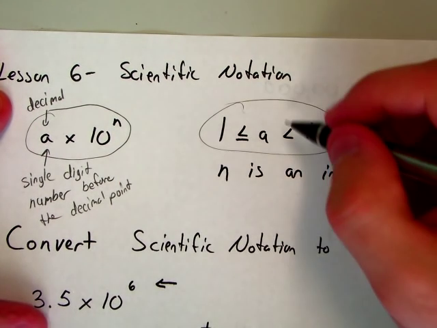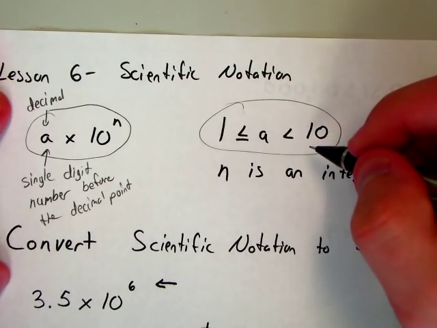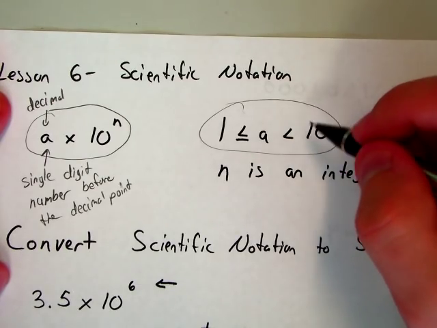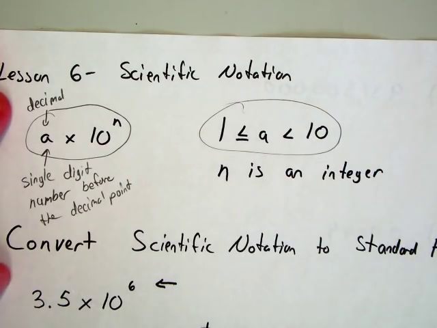For example, A could be 3.6, 2.8, 7.248. Could be numbers like that. The number in front of the decimal point cannot be a double-digit number. So you cannot have 11.6. We would have to have it be a single-digit number before the decimal point.